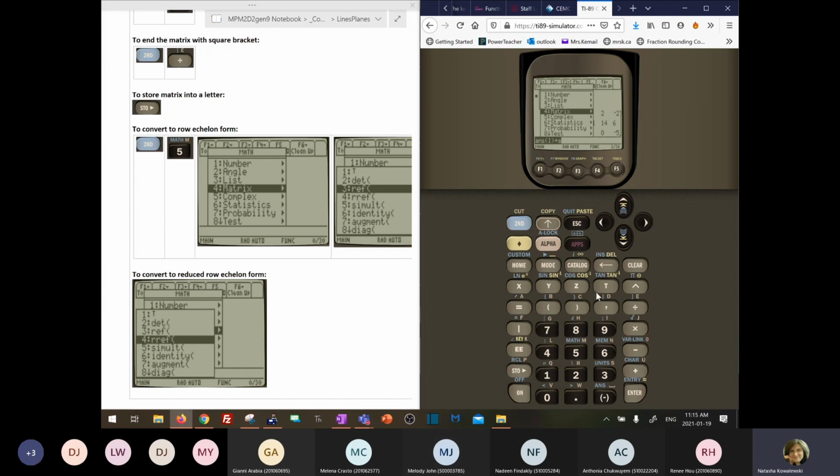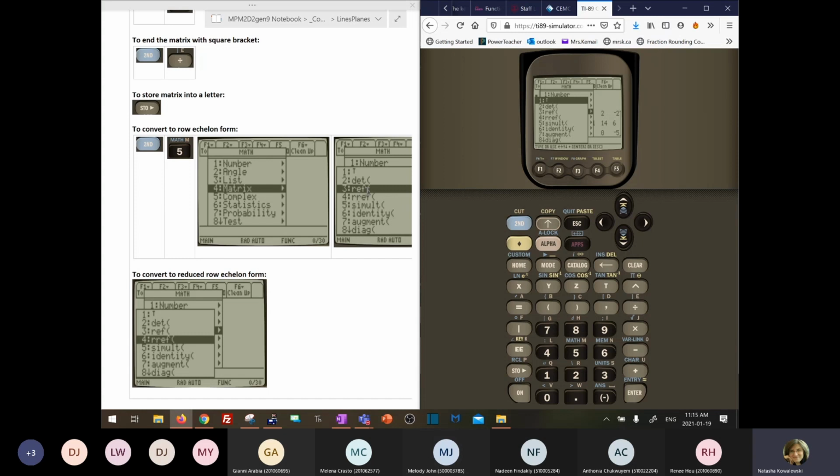Now, if you hit 4, you'd have the actual next thing. Do you see how there's little arrows here on the side? That means there's another menu that will pop up. So if you were using arrows, then you have to click on the arrow to the right to open up that new menu that's inside of it. So here there's actually two things. There's row echelon form and then there's row reduced echelon form. Let me do both of them so you can see the difference.